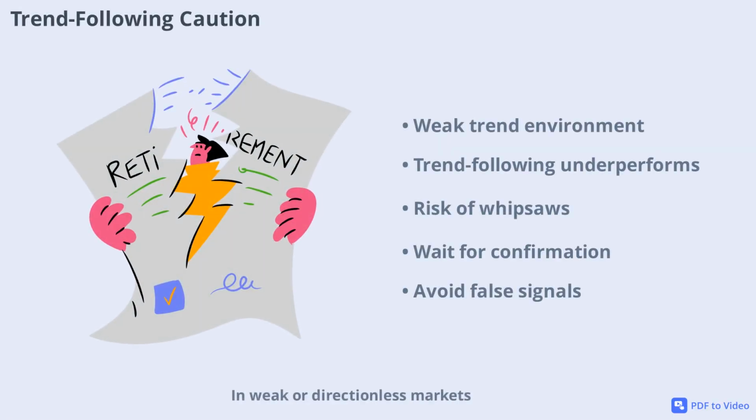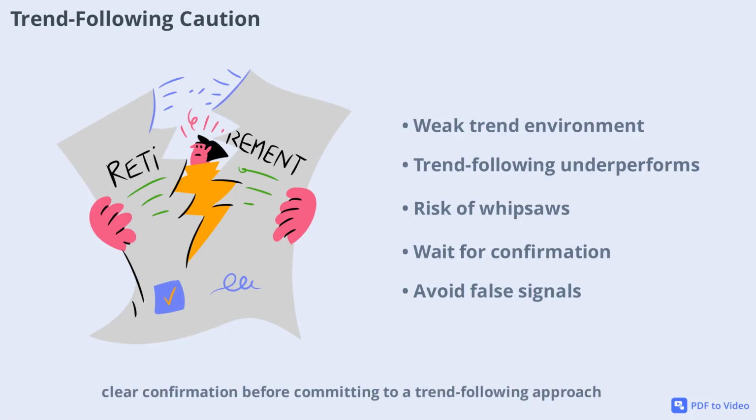In weak or directionless markets, trend-following strategies often underperform. QCOM's low ADX and sideways action mean that chasing breakouts or breakdowns can lead to whipsaws. Traders should be cautious and consider waiting for clear confirmation before committing to a trend-following approach.